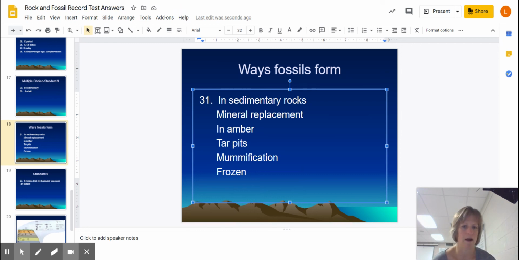In sedimentary rocks, mineral replacement, that's like petrified wood or the famous coprolite. Minerals go in and fill in the cell walls, and you end up getting a rock that is an exact replica of the creature or the poo. And then in amber, which is tree sap, tar pits, mummification, which means drying out, and also being frozen. Again, you only have to pick 3 of those on your retake.